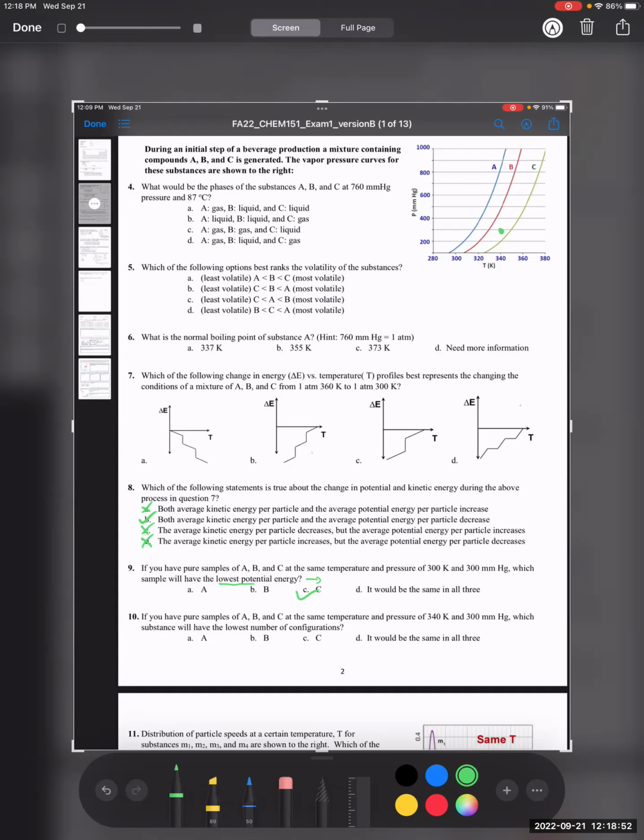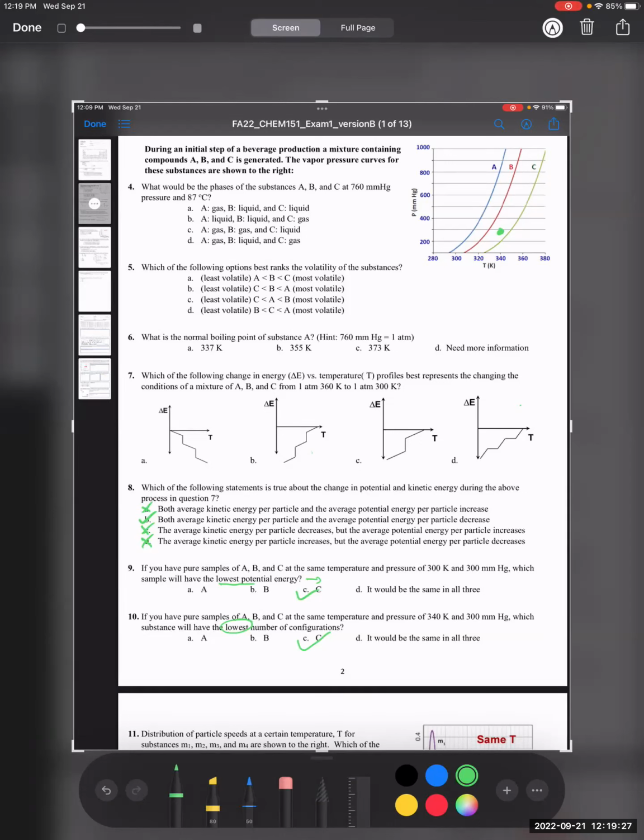Okay, now here's the thing. Under these conditions, this point is above the curve of C, meaning C must be in the liquid phase. And then this point is below the curves of A and B, meaning A and B must be in the gas phase. Gas phase have the highest number of configurations. And then the question is asking the lowest number of configurations. Therefore the answer must be C, because C is in the liquid phase under those conditions.